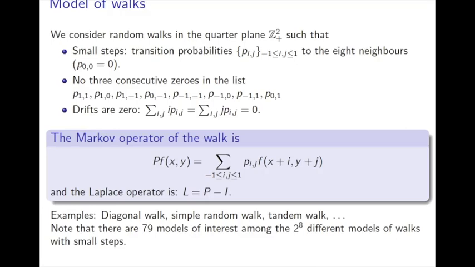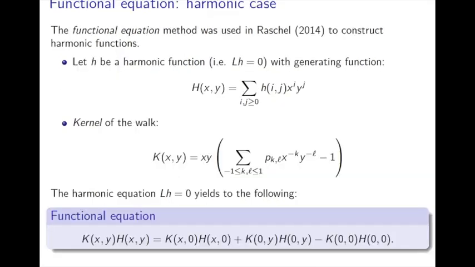Note that walks with small steps have been classified, and it is well known that there are 79 models of interest among the 2 to the power 8 different models of walks with small steps. Let us recall the functional equation method in the harmonic case. It was used in Raschel in 2014 to construct harmonic functions.